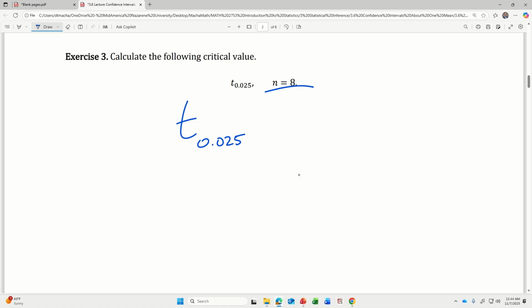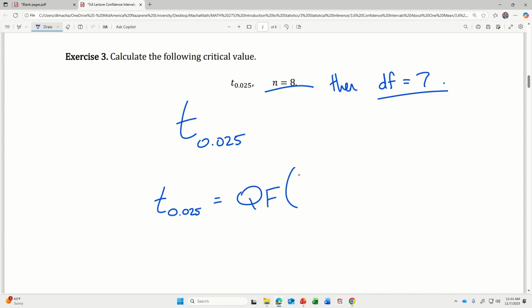Here's how you do it. If my sample size is 8, then my degrees of freedom is 7. So I've got 7 degrees of freedom, and I've got a critical value t subscript 0.025. And this, remember, is going to be my t-distribution quantile function evaluated at 1 minus 0.025. So in other words, the quantile function at 0.975.